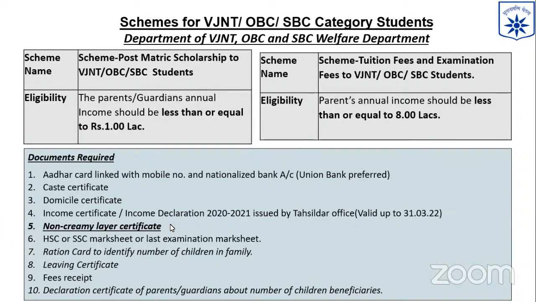Yes, this certificate is very important if you want to apply for freeship or scholarship. So you should have your non-creamy layer certificate. Along with that, your 10th and 12th mark sheet and last examination mark sheet, and ration card to identify the number of children in the family. Then leaving certificate is also required, fee receipt is required, and another document required is a declaration certificate.